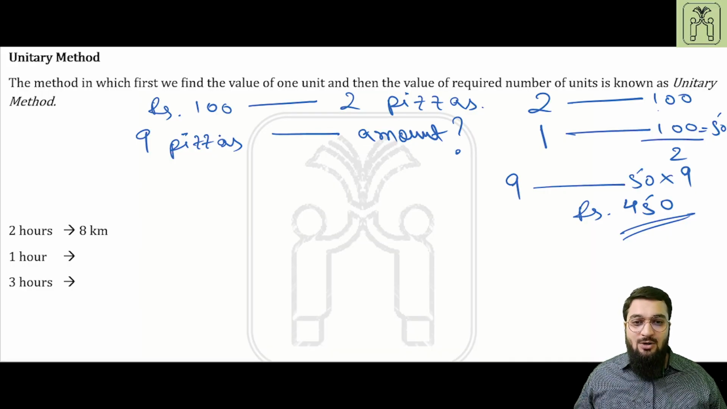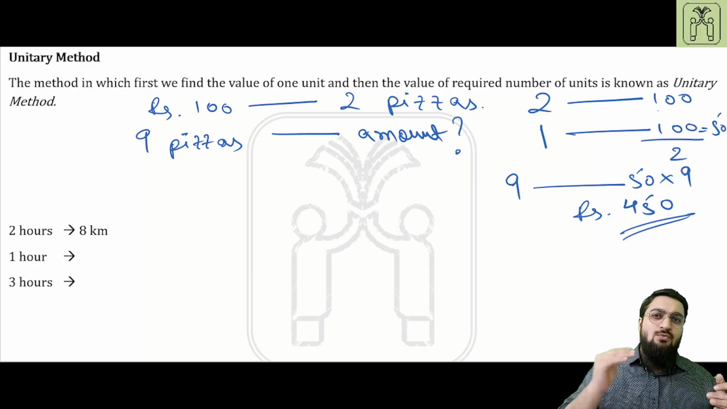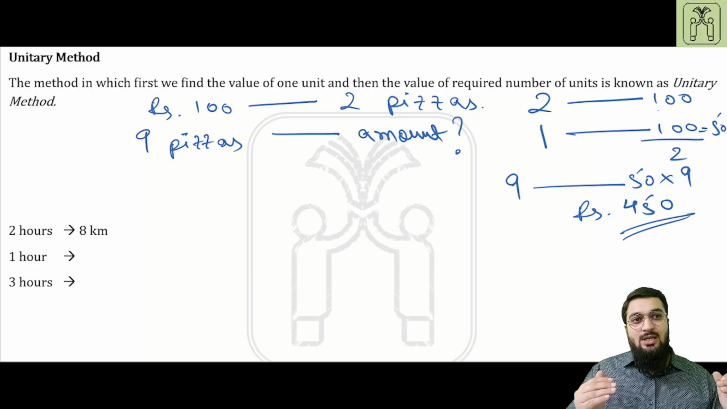Unitary method allows you to find the answer for a particular set of scenario in which the relation between one quantity and the other quantity already exists, and that is given to you, and on the basis of that you have to find the answer for either of the quantity in which one of the quantities value has been mentioned. That is what is unitary method.